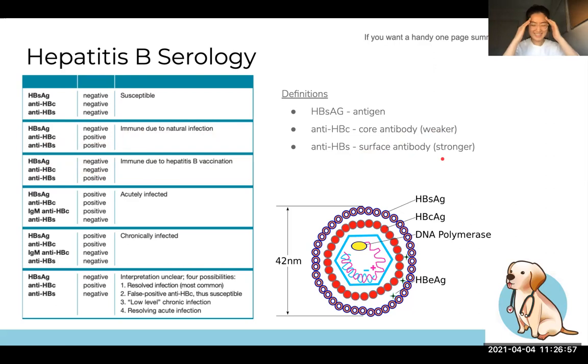Don't know if that's explained well, but essentially if you have the stronger antibody, you won't need the weaker one, is pretty much the reasoning behind it.